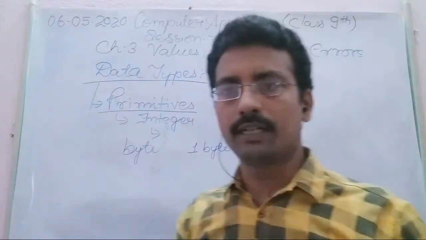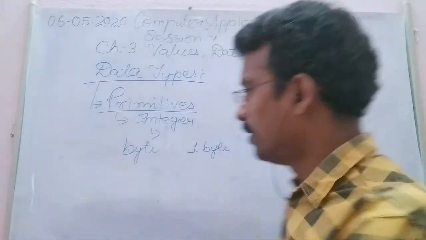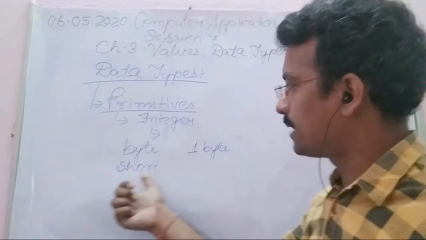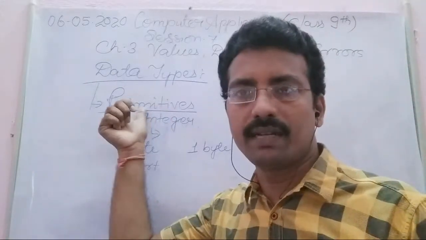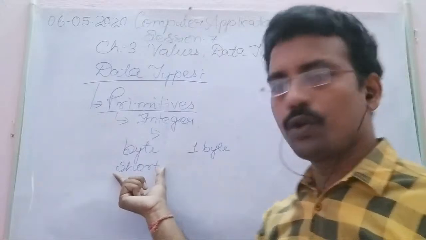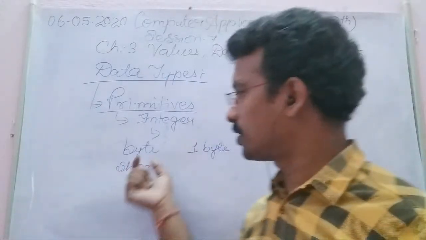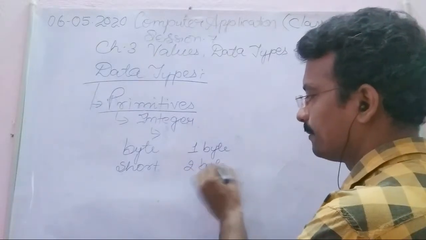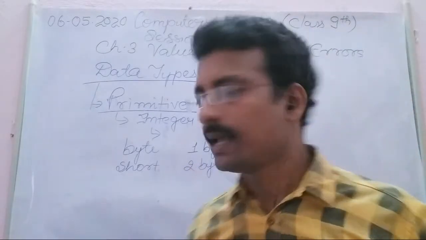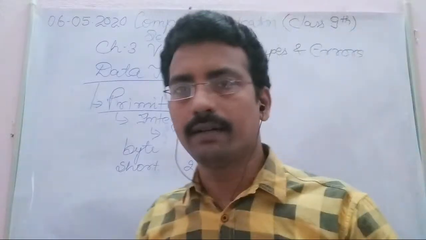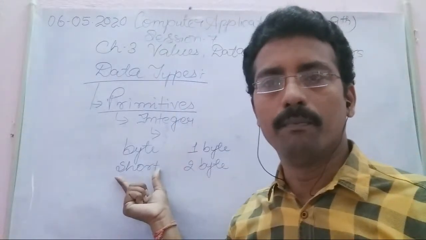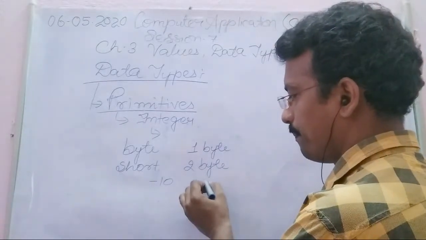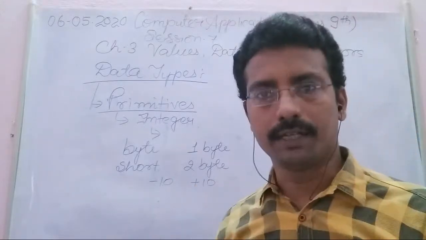If you have to use a little bit bigger number, you will use short. Short is another category of integer primitive data type which also uses non-fractional values, takes a little bit more memory space equal to 2 bytes, and can store bigger data in non-fractional form. For example, -10, +10, this kind of data.